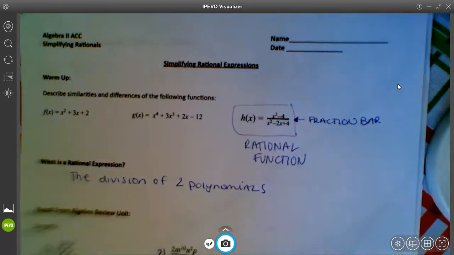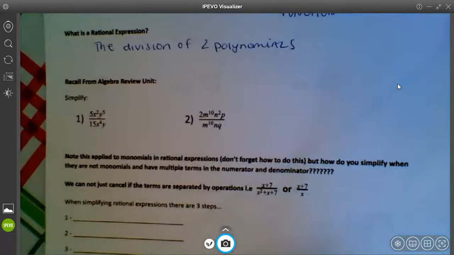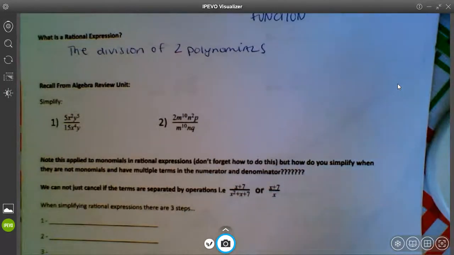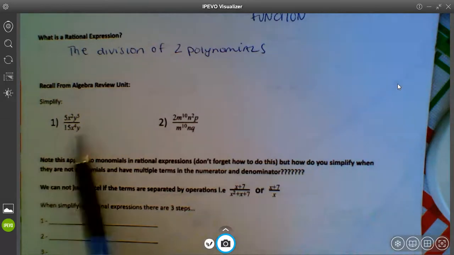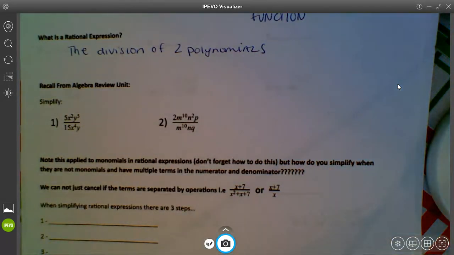Now, a little more to our warm-up. I want you to recall these 2 problems from the Algebra Review unit. So take a moment, dig back in your brain, and complete number 1 and 2. You're just simplifying these 2 expressions. Okay, hopefully your moment's up.